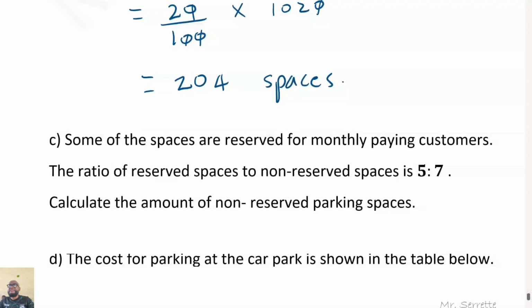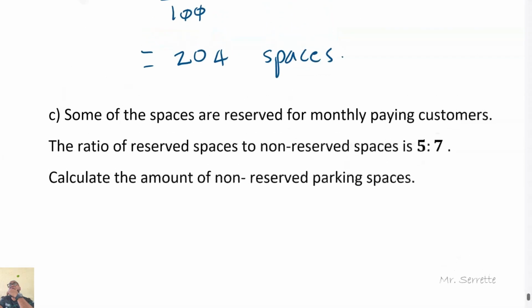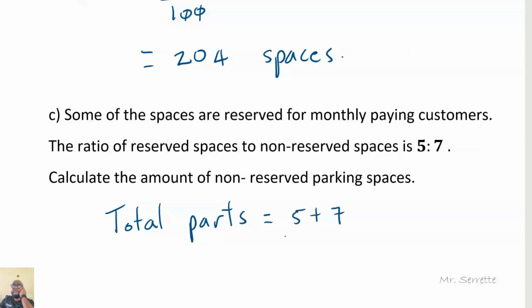Some of the spaces are reserved for monthly paying customers. The ratio of reserved spaces to non-reserved spaces is 5 to 7. Calculate the amount of non-reserved parking spaces there are. So some of these spaces are reserved. So it's 5 to 7, right? Yes. So remember I told you, a ratio, we solve ratios using parts, right? So how many parts do we have in total? The total parts in this ratio would be 5 plus 7. That's the total parts. How many parts will that be? That will be 12 parts.